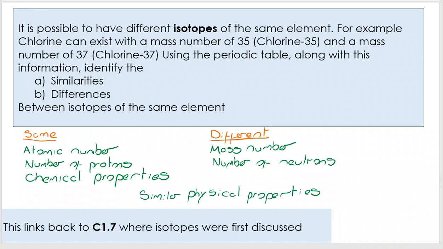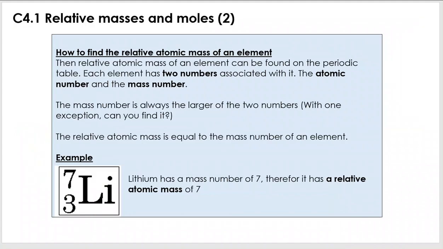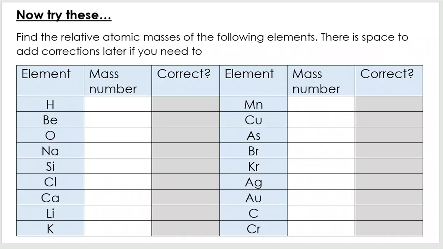We're going to move on now and introduce some calculations, starting off with what isn't a calculation at all, actually. It's simply using the periodic table. So have a read of this blue box and then try to complete the table that's coming up next. So we've got here lithium with an atomic number of 3 and a mass number of 7. Its relative atomic mass is 7. So what would the relative atomic mass be for each of these? And it is as simple as finding the mass number.